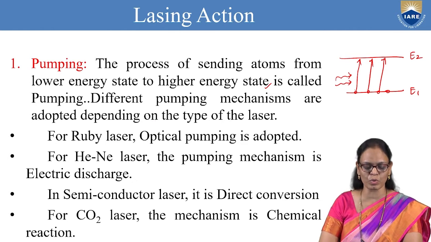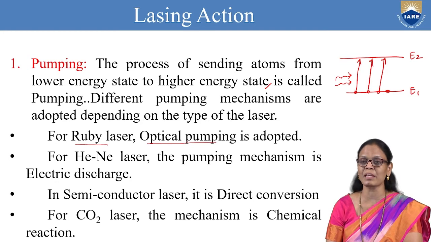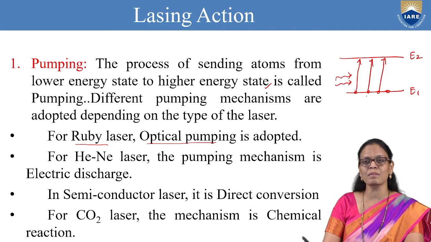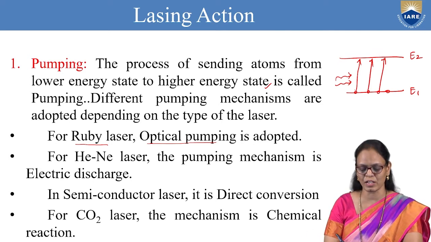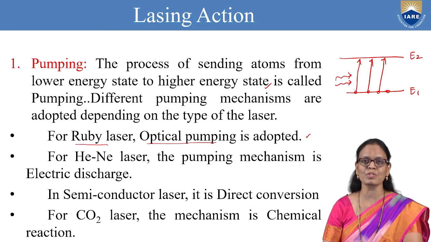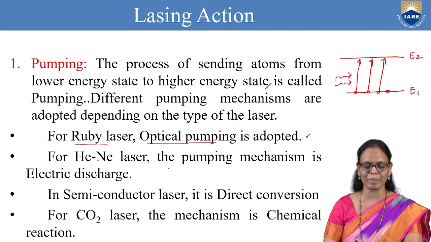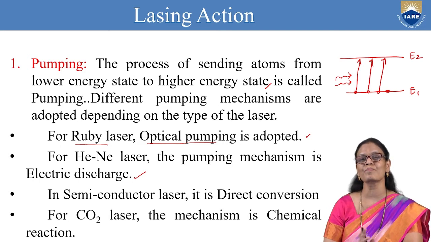We use different pumping mechanisms for different types of lasers. For example, for the ruby laser, which we are going to discuss, we will use optical pumping. Optical pumping here means we will be using light as an energy source. Using that energy, the atoms will make a transition into the excited state. And when it comes to the helium neon laser, the pumping mechanism is electric discharge. There will be a discharge because of the high voltage that we supply between the ends of the cavity.